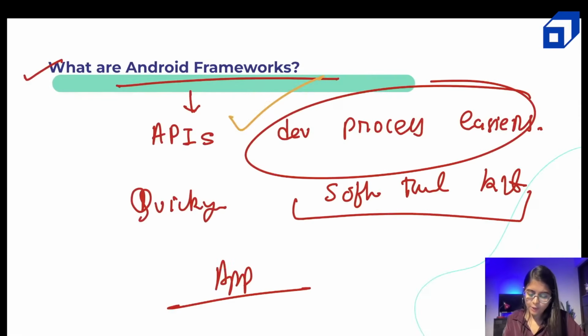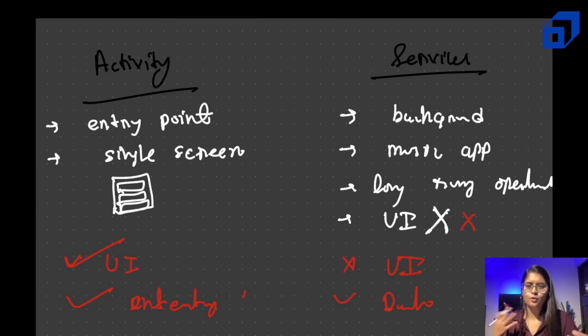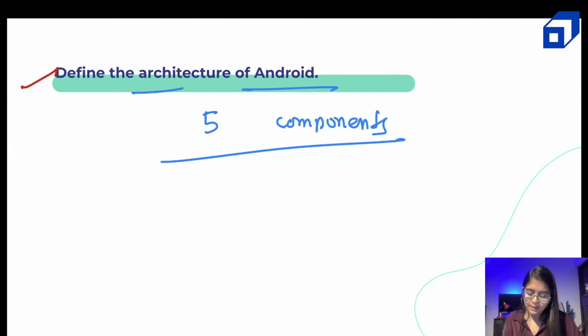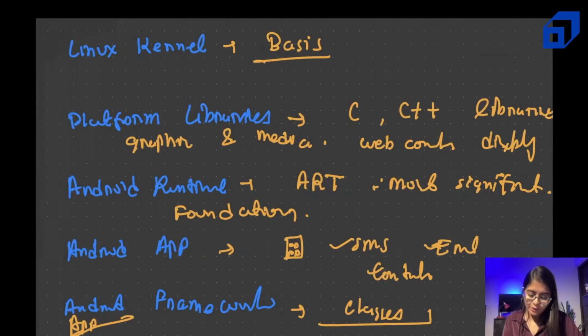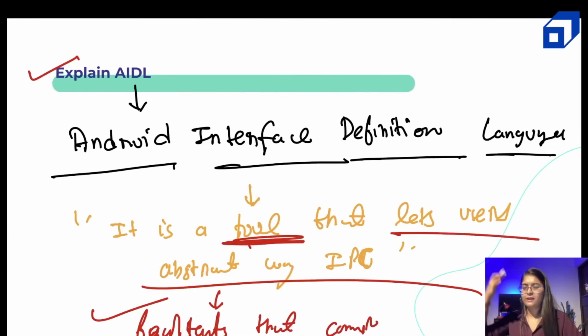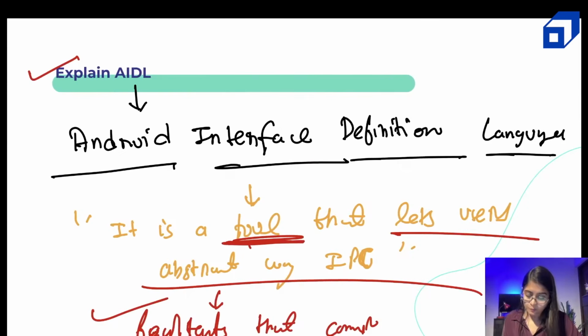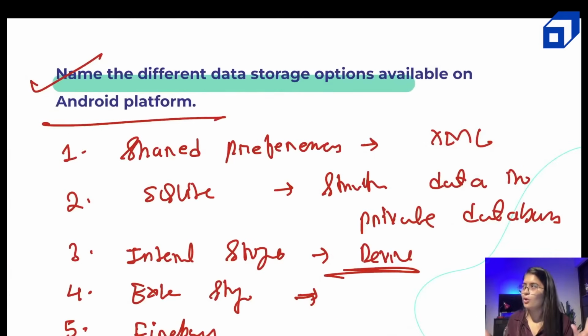You know what the Android framework is: a set of APIs to make our life easy, with activities and services. This is the architecture of Android. Mainly five layers are here, right? The basic one is the Linux kernel, and the last ones are the Android framework and the Android app, which you already know. AIDL, the Android Interface Definition Language, is a tool that lets users abstract any IPC. That's it. Not a very common thing.